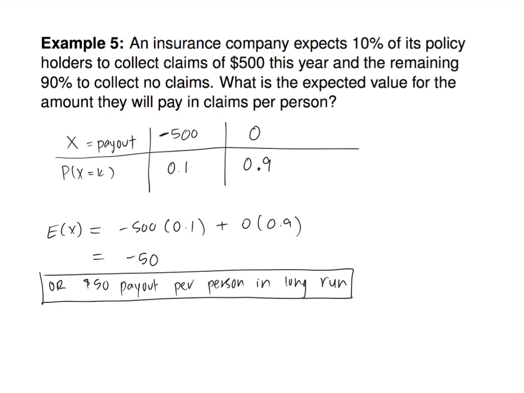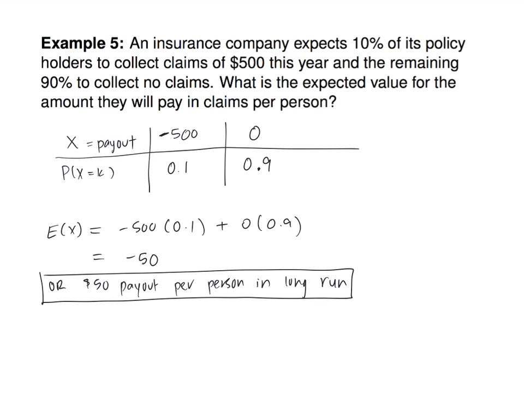So how much should your insurance cost if the company wants to make money? More than that. If they say they want to make $20 per person, then the price should be set at 70. If they want to make $50 per person, they should set it at 100. Does that make sense? Okay.